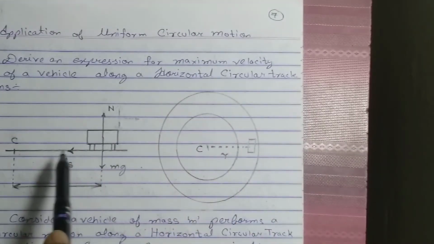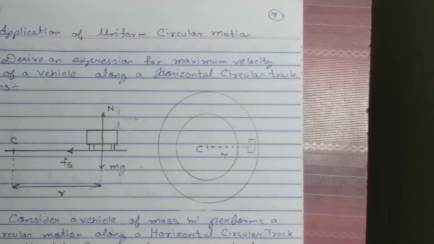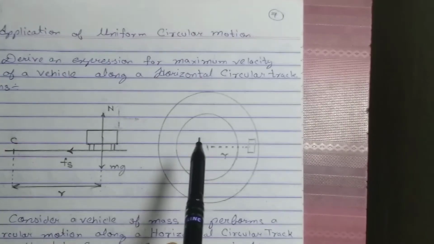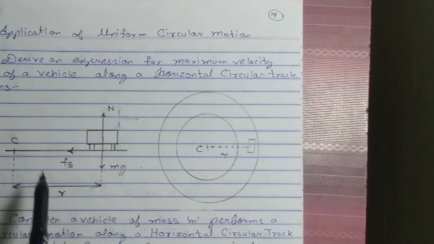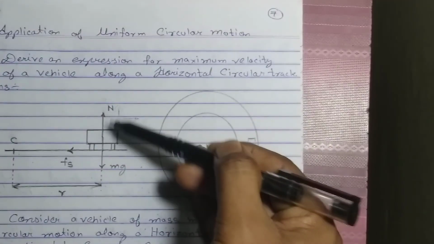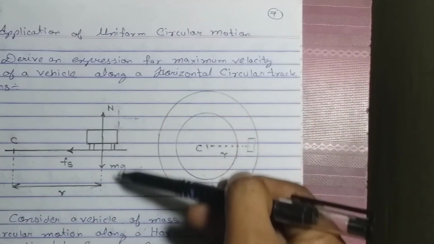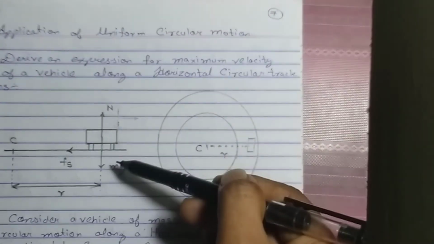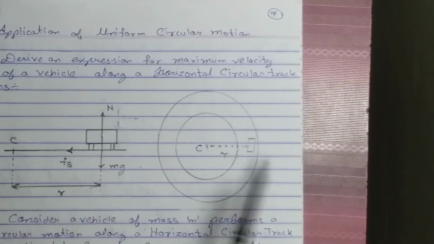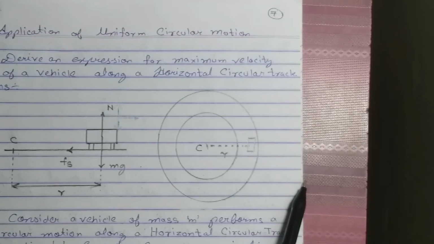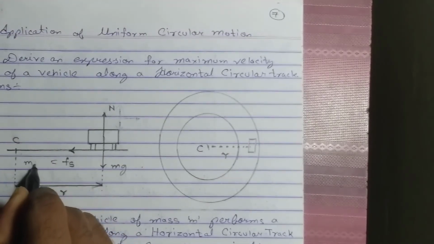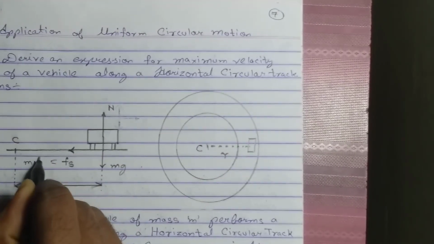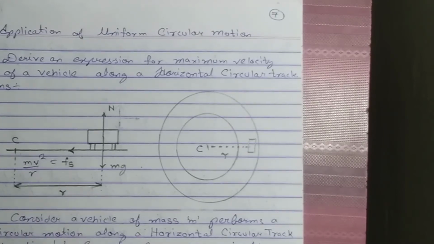Due to friction, Fs, the car is performing circular motion. The force necessary for circular motion is called centripetal force. So students, Fs here will provide the necessary centripetal force. We observe that the vertical upward force and the downward force are balanced, so N equals mg, and the horizontal force Fs will provide the necessary centripetal force. If the vehicle is moving along the circular track with a velocity v, the centripetal force is given by mv square by r.